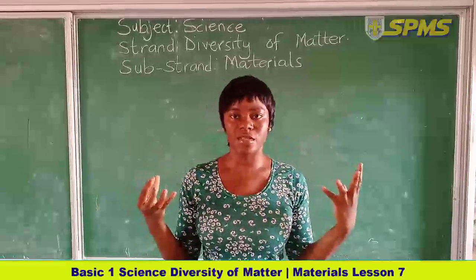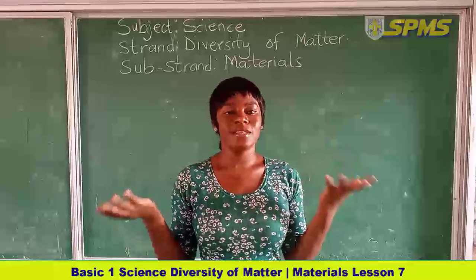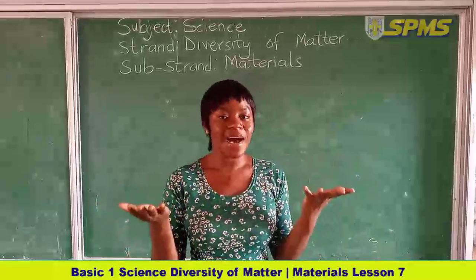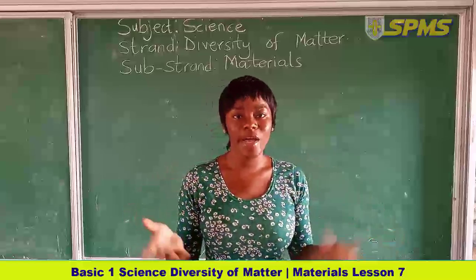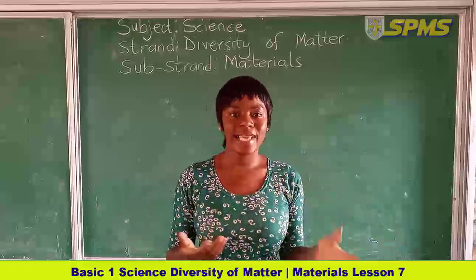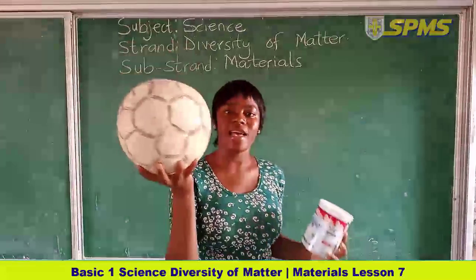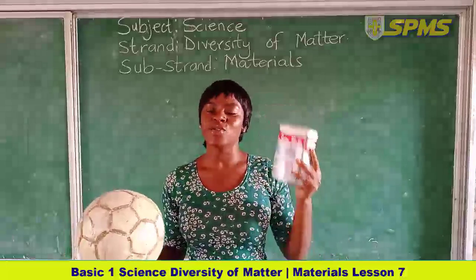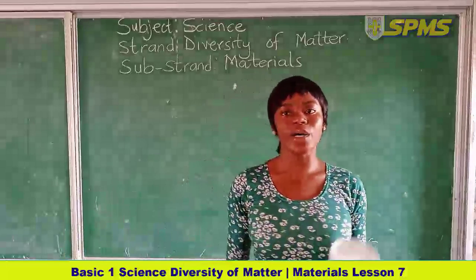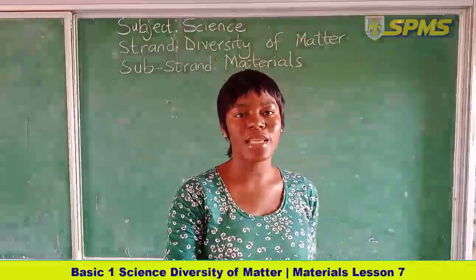So you can identify or classify materials based on their what? Their shapes. So we have different shapes like circle, rectangle, triangle, square, cone, cylinder, sphere, and the rest. So this is a sphere. This is a cylinder. So you can classify materials based on their shapes. Let's move on to the next one.